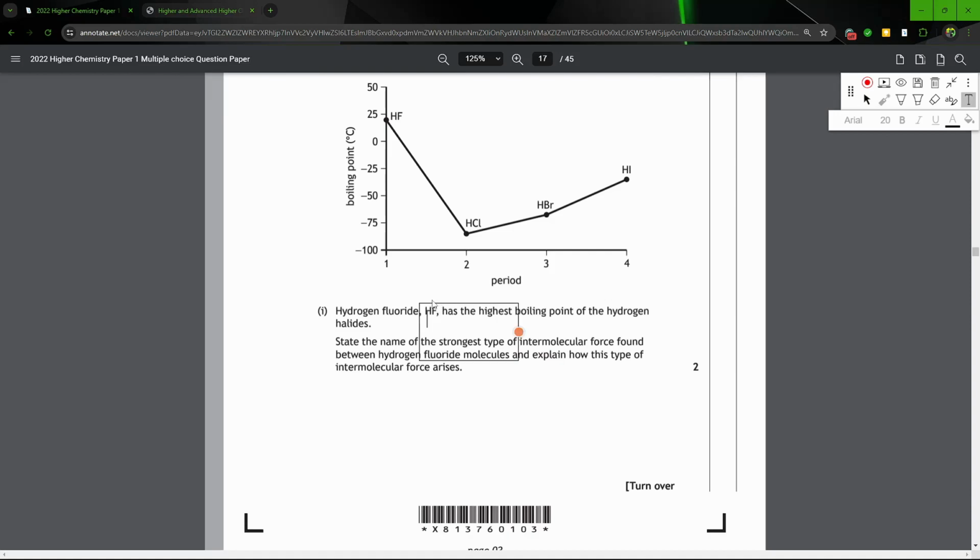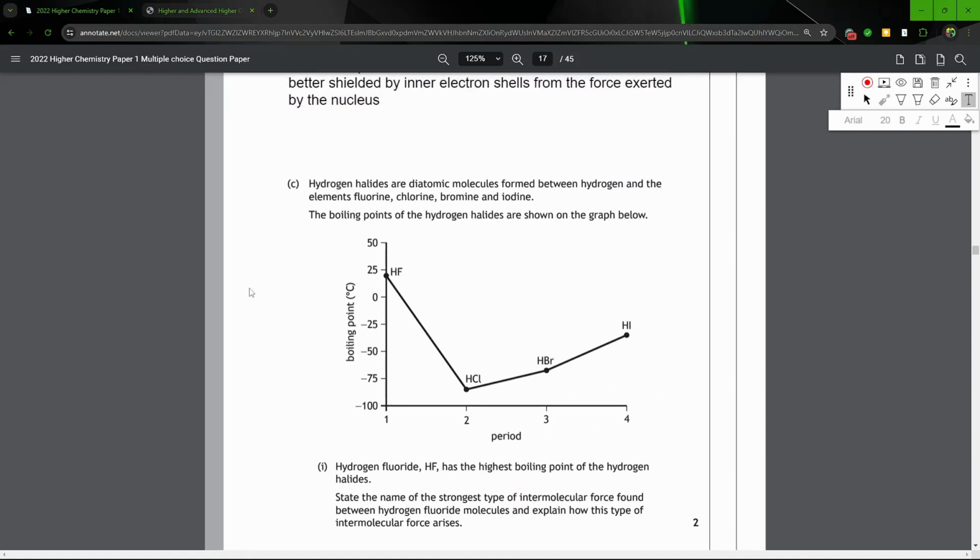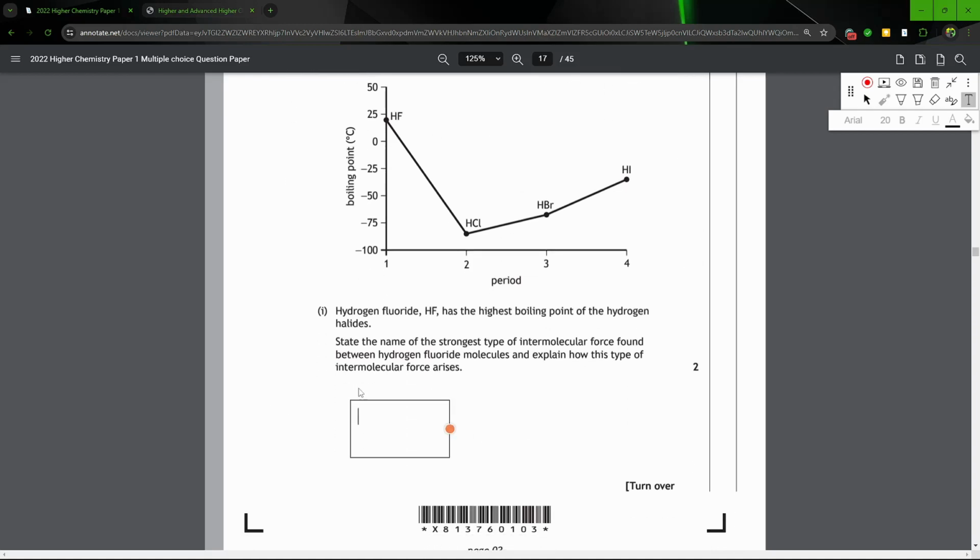well, remember, the strongest type of intermolecular force, which is why the boiling point is so high for hydrogen fluoride, is hydrogen bonding, because it only occurs when you have hydrogen bonded to fluorine, oxygen, or nitrogen. So, first, we can already get 1 mark by stating hydrogen bonding, and then we just need to put in an explanation.